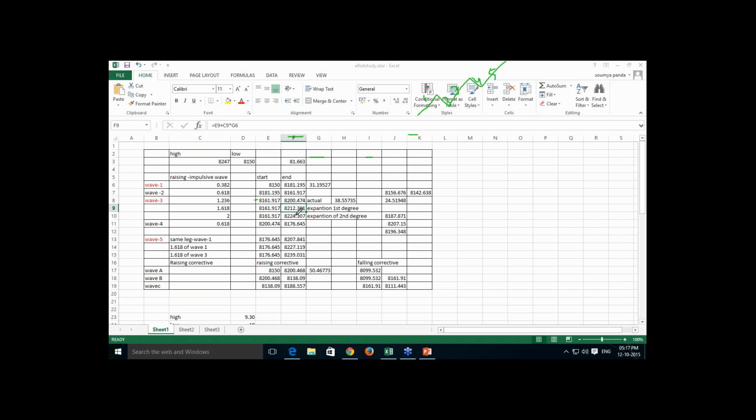If it further doesn't correct from this level of wave 3, then you can say that it may be forming an ABC pattern. It is not going to form a 1 2 3 4 5 pattern. If it corrects, wave 4 forms and completes, then we can say that wave 5 will also form, and wave 5 will take us to a different level. So wave 3, if it is an expansion, then wave 5 also will be an expansion.